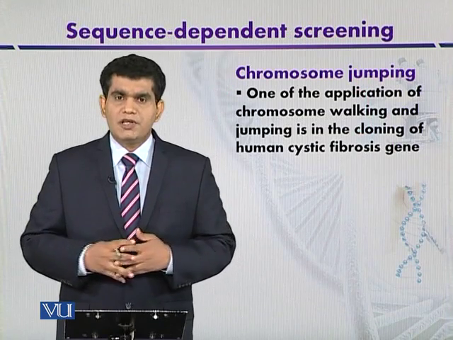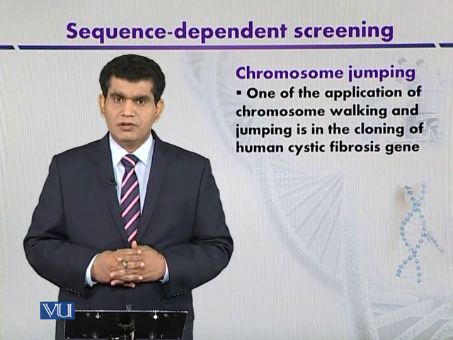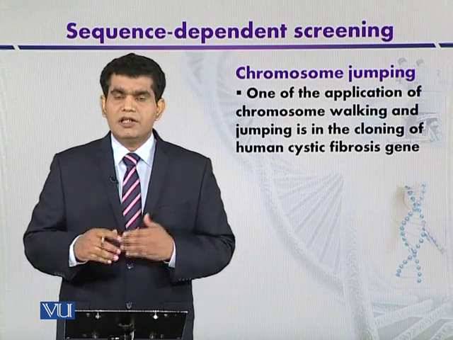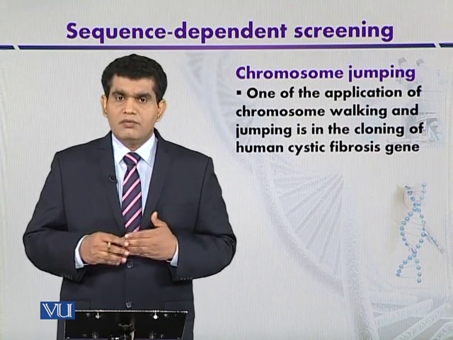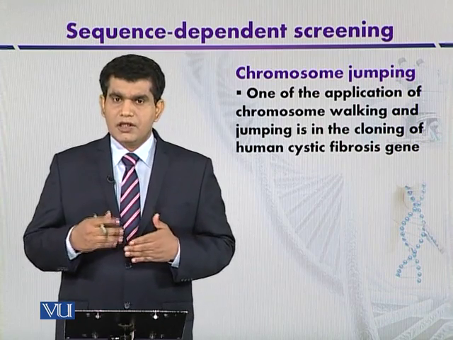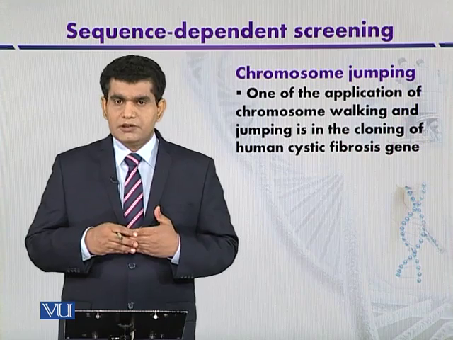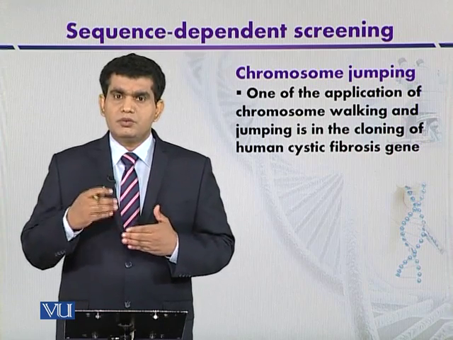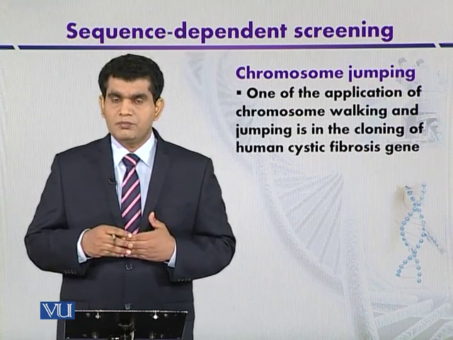Now what are the applications of chromosome walking and chromosome jumping? The application is in the detection of human genetic disorders. For example, these two techniques, like the construction of jumping libraries, can be used to detect the gene for cystic fibrosis in humans.